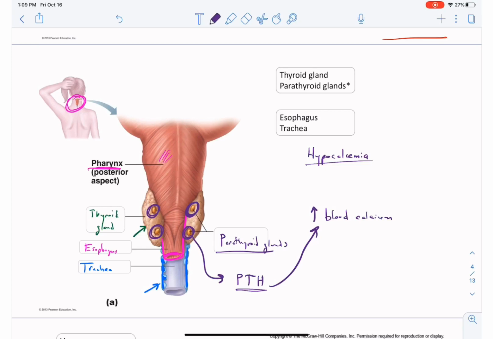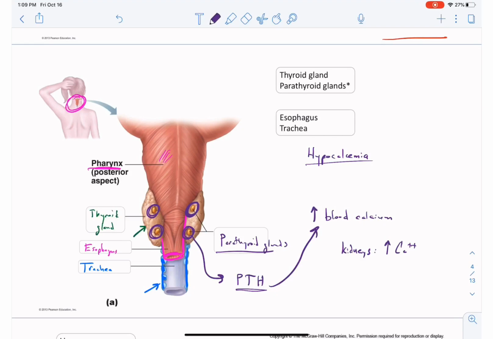One thing that it's going to do is it's going to act on the kidneys. And what it does is it causes the kidneys to increase the amount of calcium that is reabsorbed into the blood. And so less calcium is leaving in the urine and more of it's going into the blood.